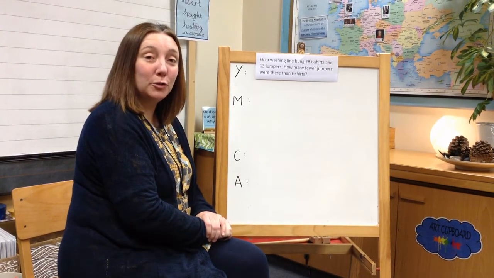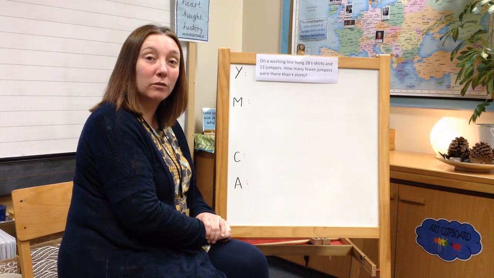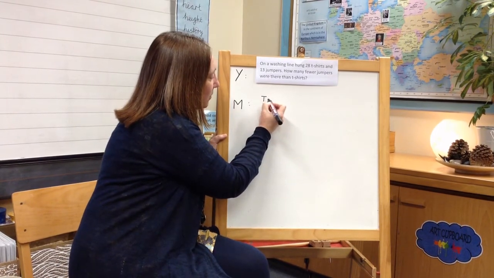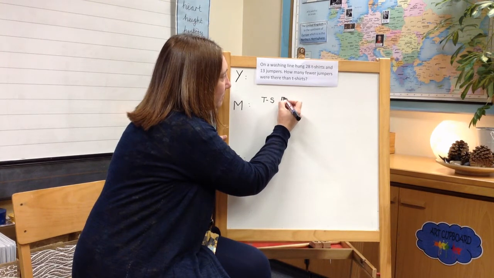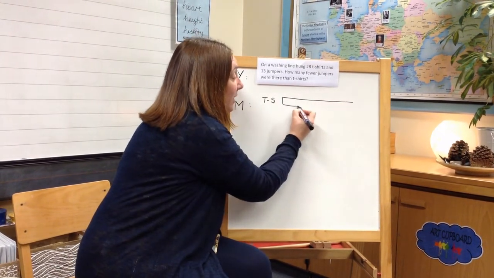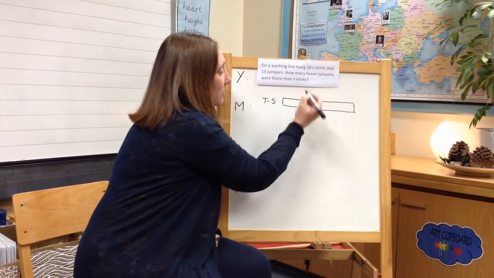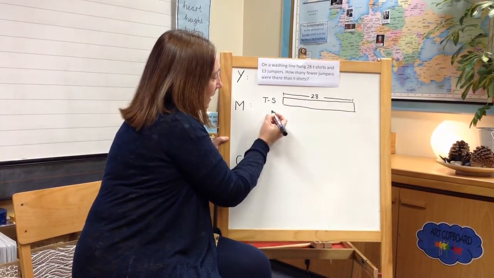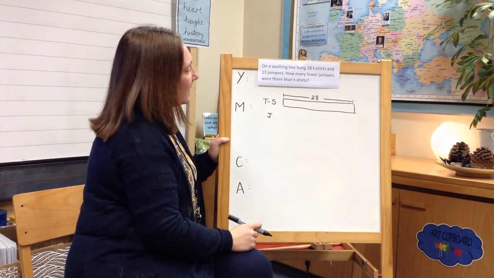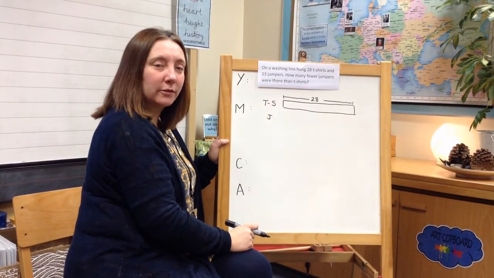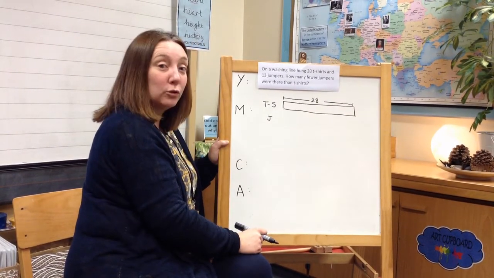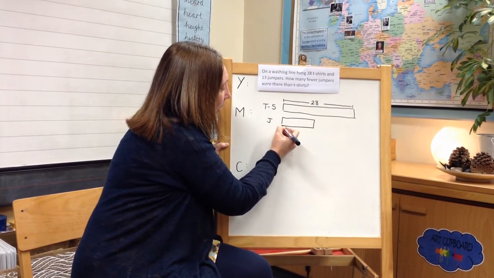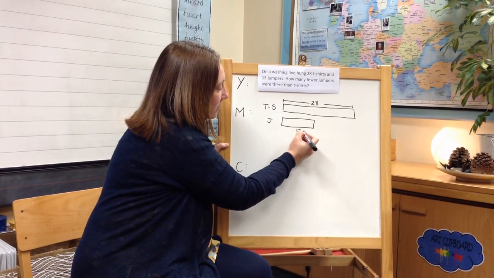So I need to draw two bars, one representing the t-shirts and one representing the jumpers. So it tells me that I've got 28 t-shirts. I'm going to put TS for my t-shirt bar. And I know the total of that bar, it's 28. Now, what do I know about the jumpers? It says there are 13 jumpers. That's less than 28, it's almost half. So I'm going to draw my bar around about half of the length of the t-shirt bar. And I know that total is 13.